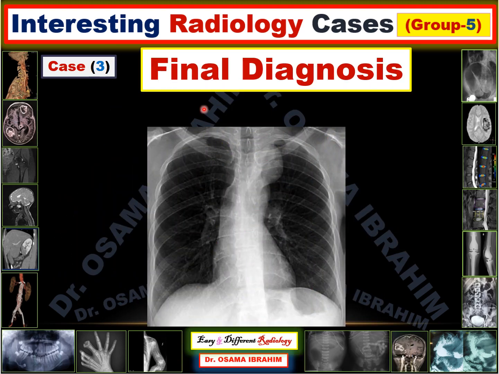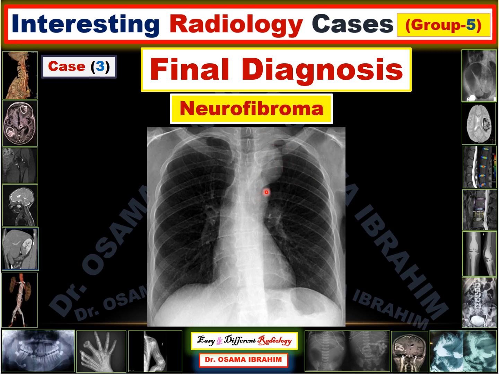So the final diagnosis for this frontal chest radiograph, for the pathology which appears here, is neurofibroma, a posterior mediastinal mass, and it was a case of neurofibroma in a patient with known NF1.